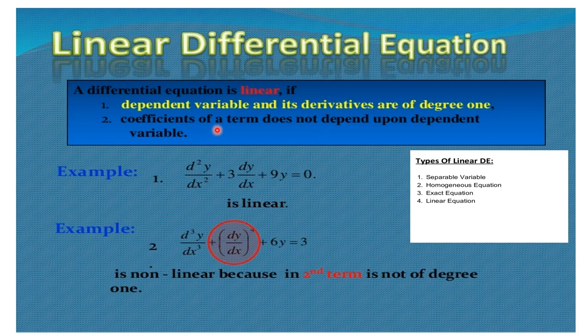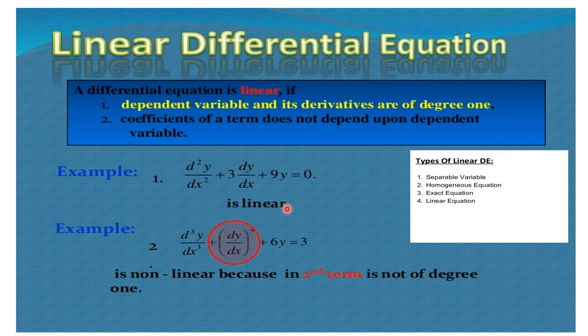The second condition is that the coefficients of a term do not depend upon the dependent variable. What does it mean? It means that if we have coefficients, they are not depending upon the dependent variable, like they are not depending upon y. Clear? See here, we have example number 1. It is d square y upon dx square plus 3 dy upon dx plus 9y equals to 0. It is a linear equation.